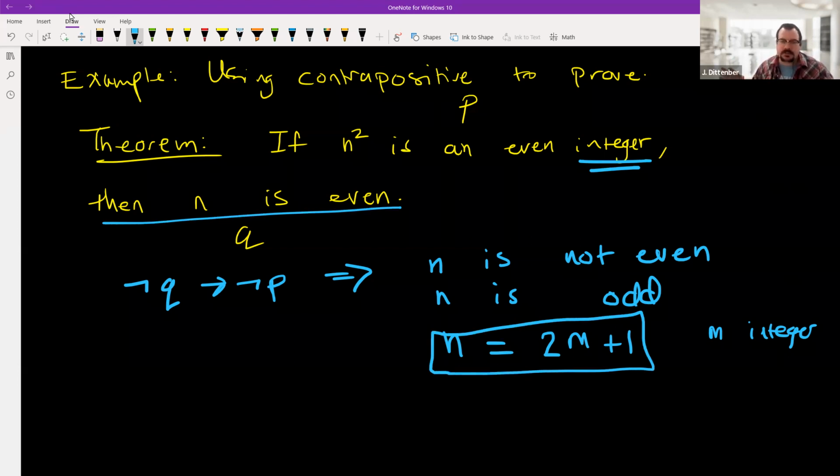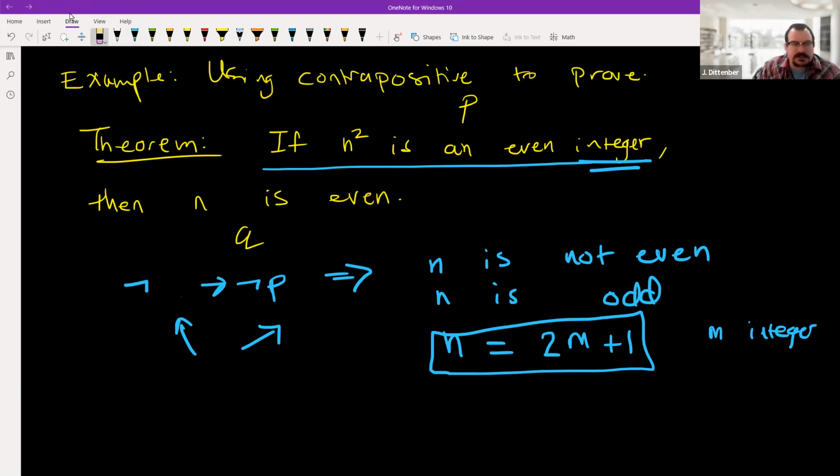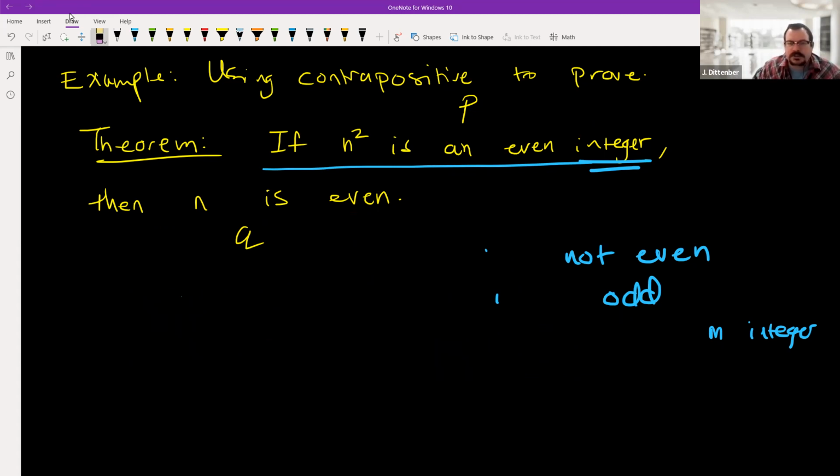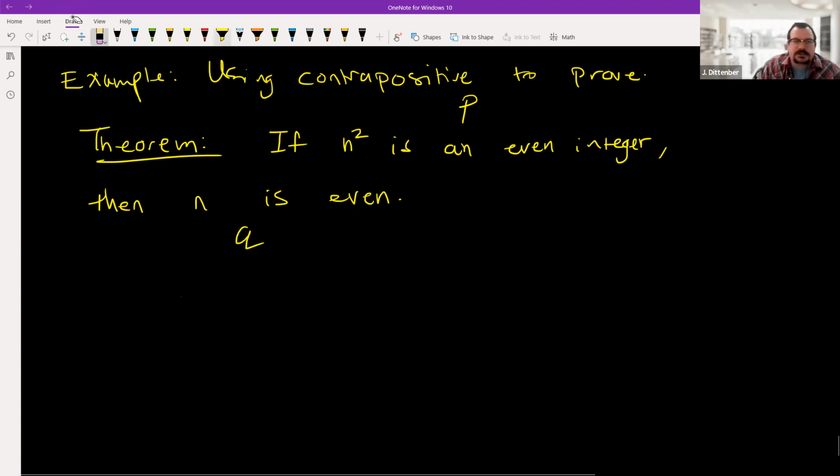Okay, so now we're ready to start the proof. We want to show that if n is not even, then not P, then n squared is not even. So in other words, then n squared is also odd. So let's go ahead and do the proof now that we have the basic ideas. And this is just like a little taste of what's to come, really. Okay, so let's do the proof of the contrapositive.